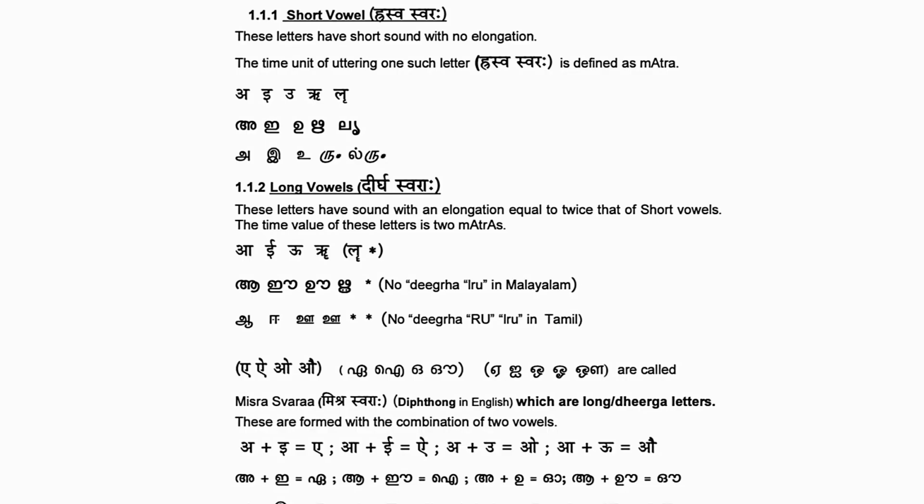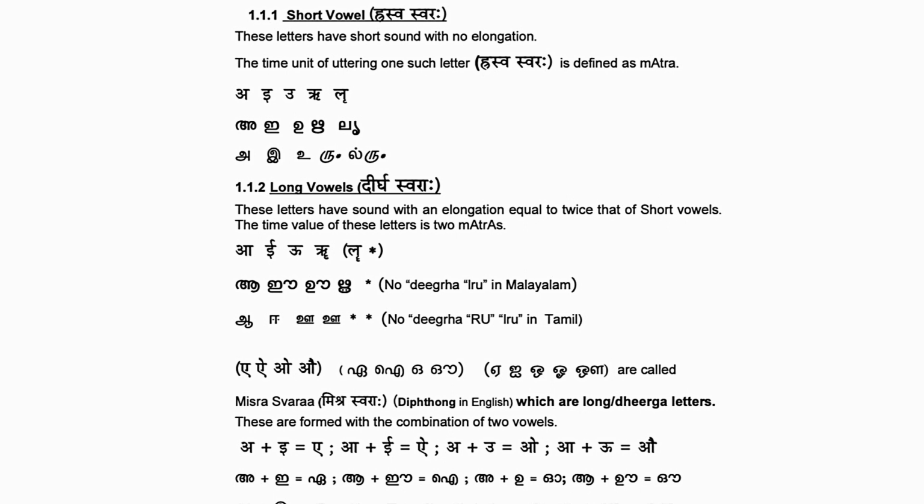Short vowels are called hrasva. So which are all the short vowels, the hrasva vowels? They will be a, i, u, r. These are all short letters, 5 of them. Which will be the long vowels? A, i, u, r, subject to being accepted, right?